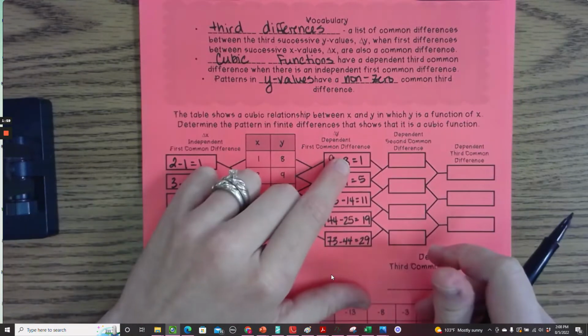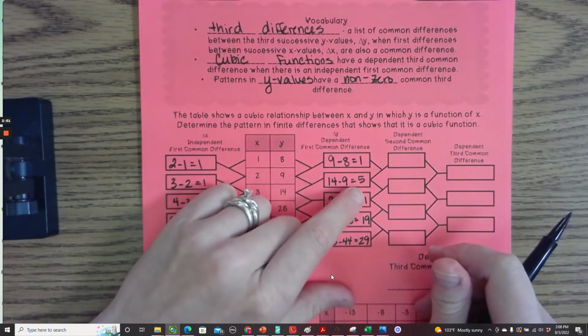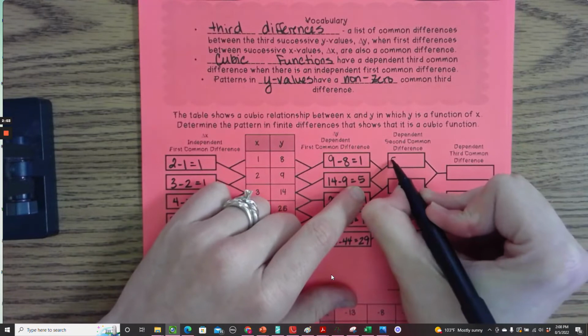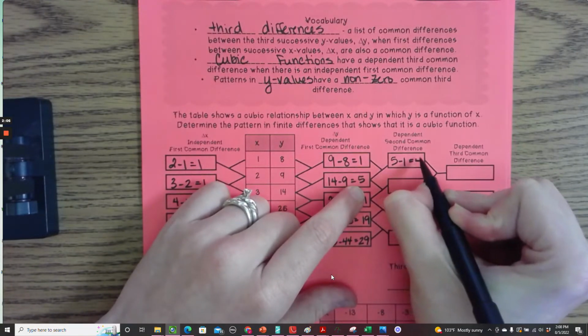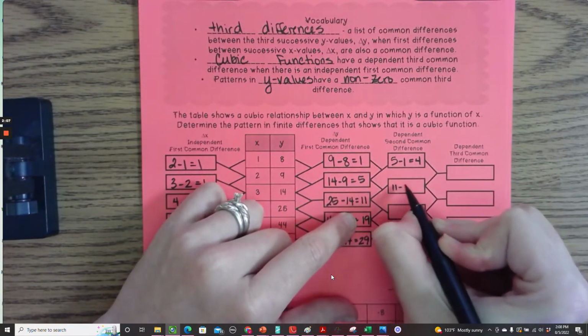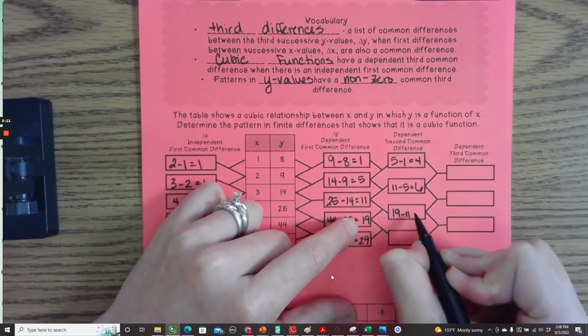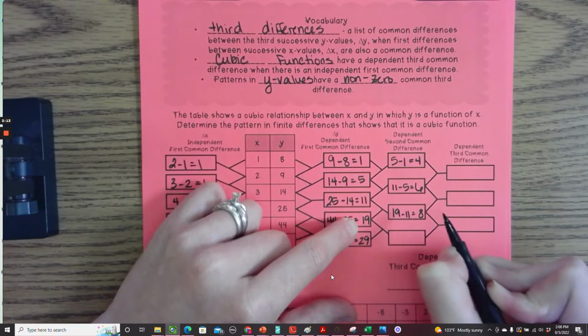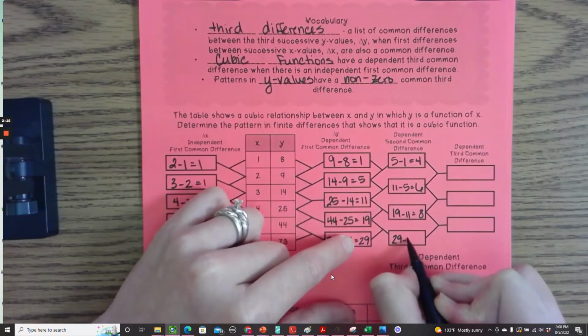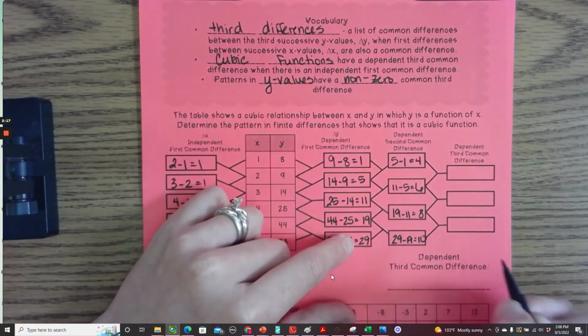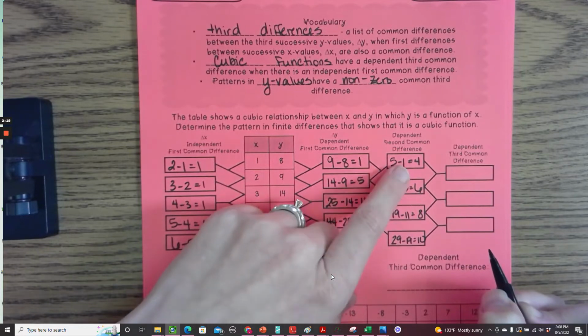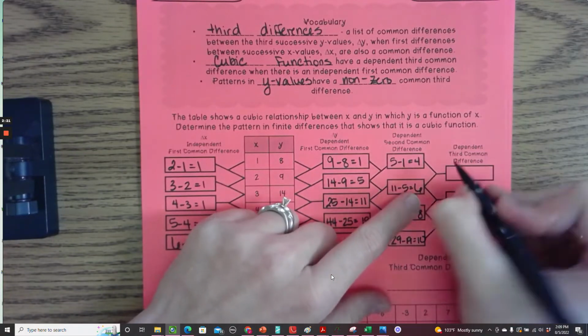All right. These are not the same, so I got to start over. 5 minus 1 gives me a 4. 11 minus 5 gives me a 6. 19 minus 11 gives me an 8. 29 minus 19 gives me a 10. Still not the same. Gotta do it again.